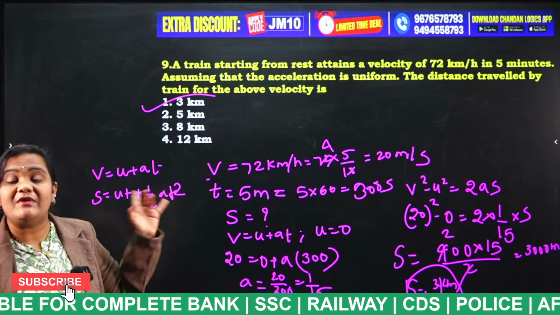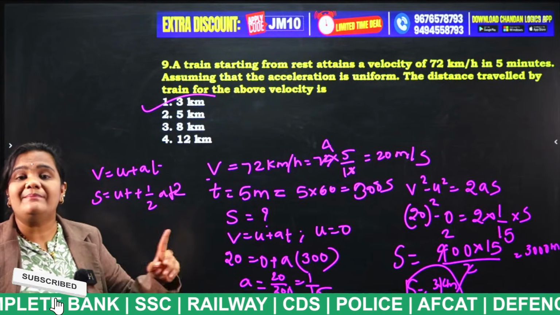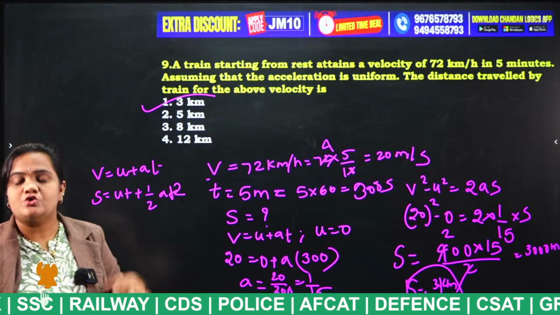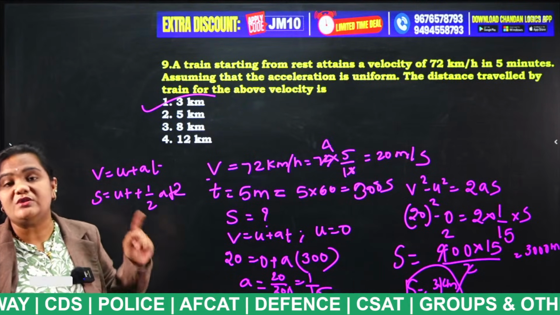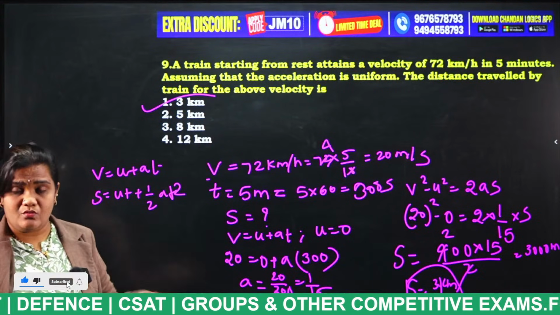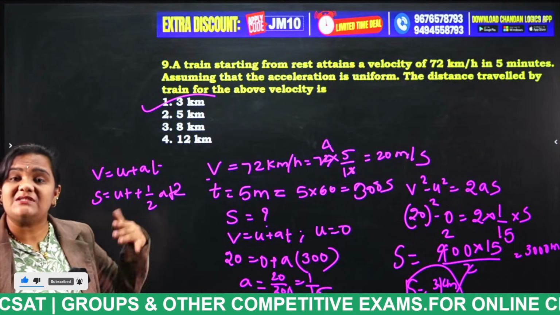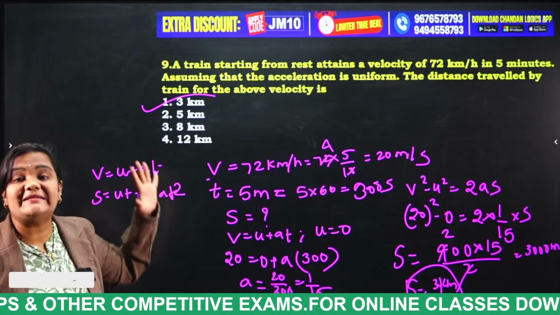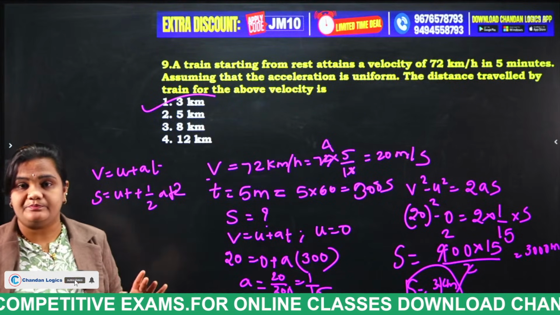So we have to convert into seconds. 1 minute is equal to 60 seconds, right? In the same way, 5 minutes is equal to 300 seconds. So that is also fine. At first, what we have to find, what are they asking you to find? They are asking you to find the distance travelled by the train.